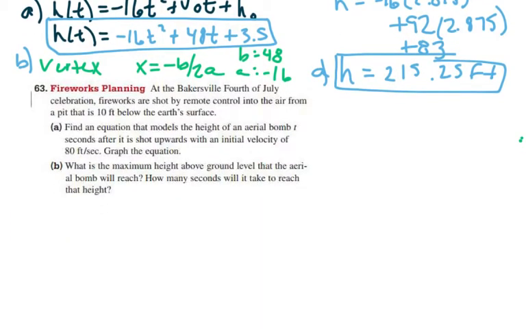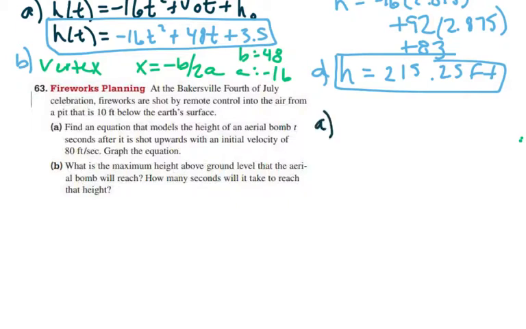Alright, then in number 63, we've got some fireworks planning at the Bakersfield 4th of July celebration. Fireworks are shot by remote control, excellent, into the air from a pit that is 10 feet below the Earth's surface. Find an equation that models the height of an aerial bomb t seconds after it is shot upwards with an initial velocity of 80 feet per second.